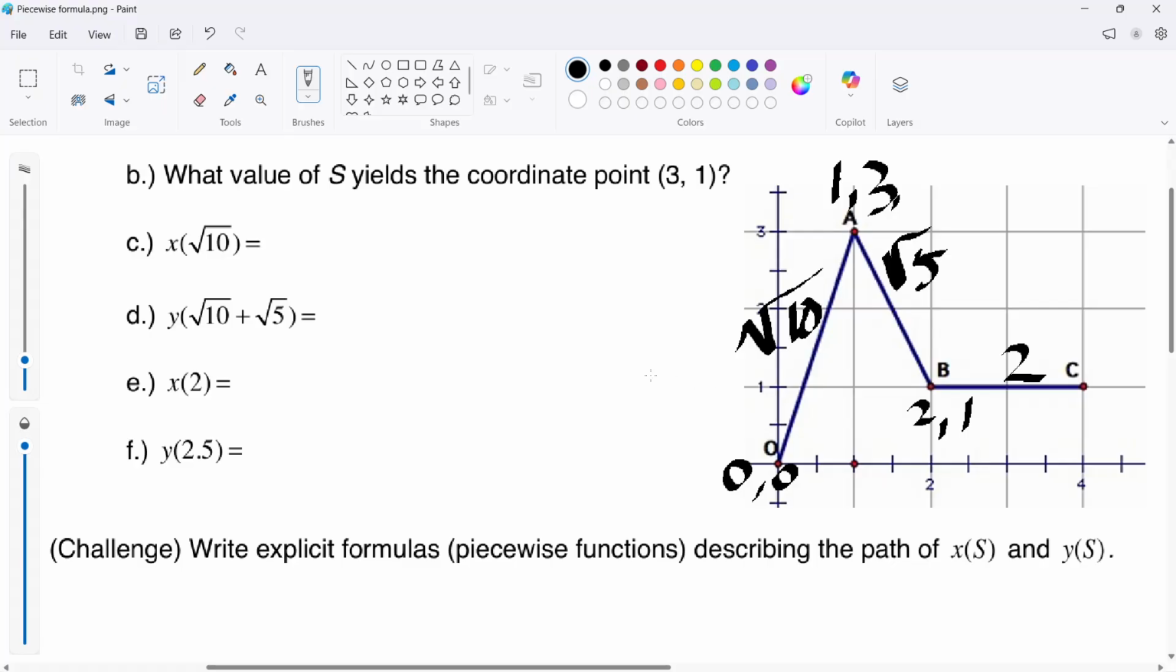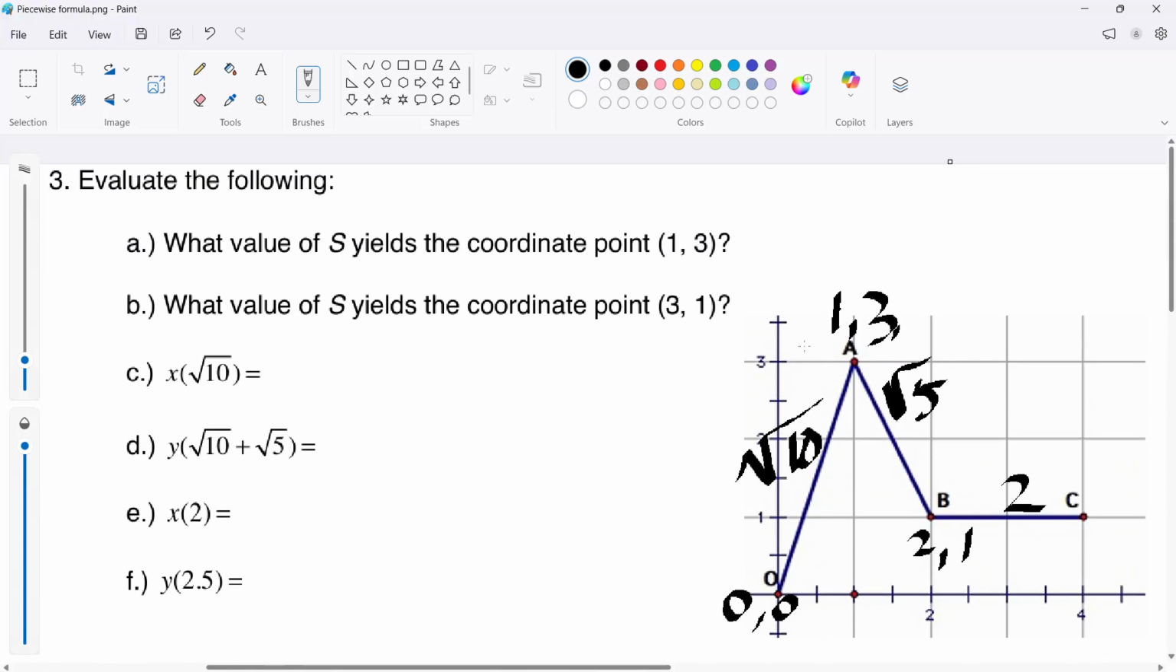Okay, so now I can answer these questions. What value of s yields the coordinate (1, 3), the point (1, 3)? Well, to get to point (1, 3) along this graph, I have to go a distance of square root of 10. What value of s yields the coordinate (3, 1)? (3, 1) is right here. So I have to go square root of 10 plus square root of 5 plus 1 to get there. So this one is square root of 10 plus square root of 5 plus 1.